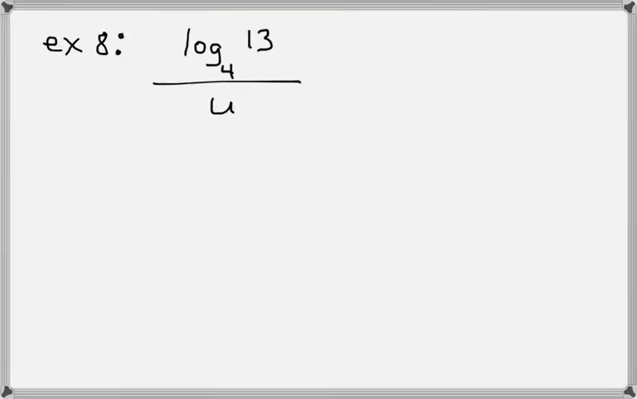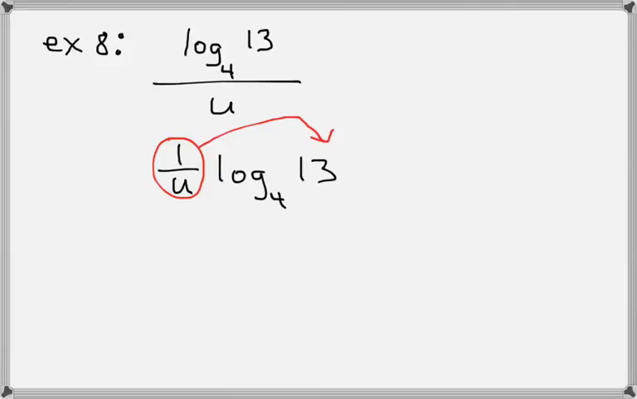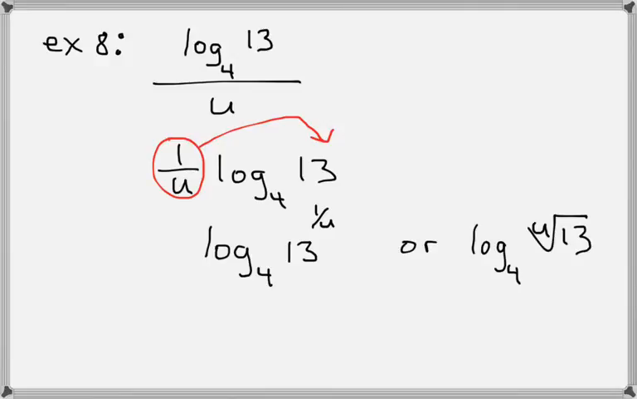Let's look at another example. Here we have a log base 4 of 13 all being divided by u. Well, we can rewrite that as a 1 over u times the log base 4 of 13. Now it matches our power property, so we can take that coefficient and move him up top as an exponent. So we would arrive at log base 4 of 13 raised to the 1 over u. 1 over u would be the uth root. So you could also write that as log base 4 of the uth root of 13.